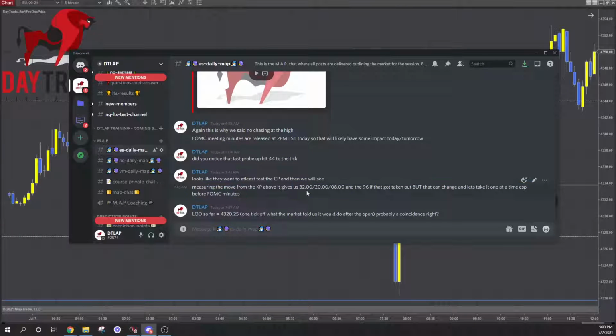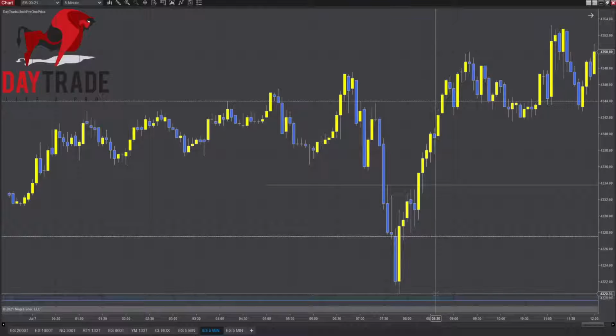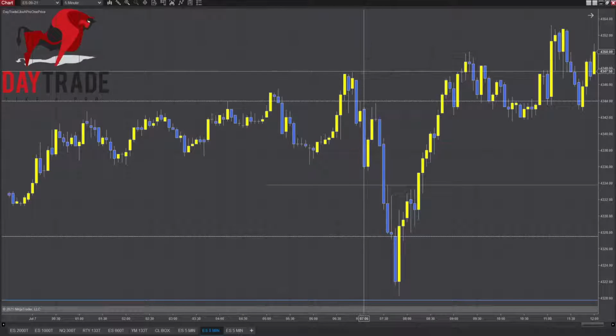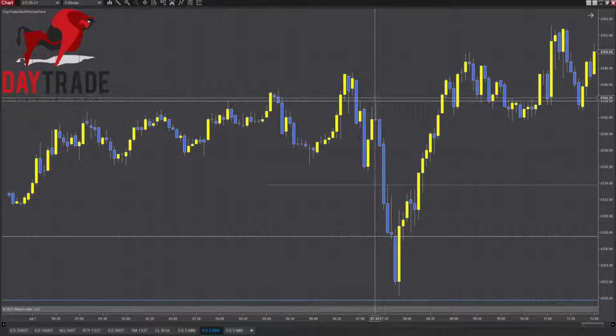You can see this was at 741. We said 32 and 20. And then you can see where this came down to with the CP that we had right here. Nice move down. We said 47 quarter, it went up to 47 half, and then sold off from there, came down, back up into this area, sold off nicely from the KP, down to the CP. 2 ticks from the CP, 1 tick from the target that the market gave us.